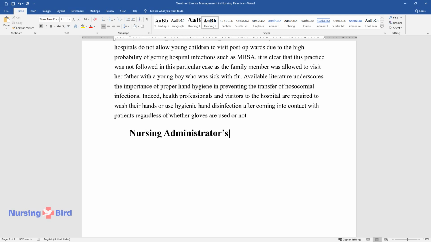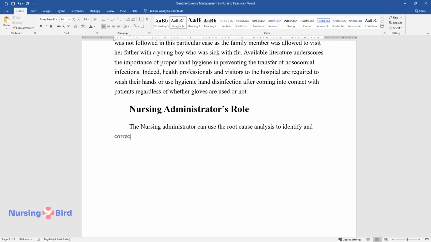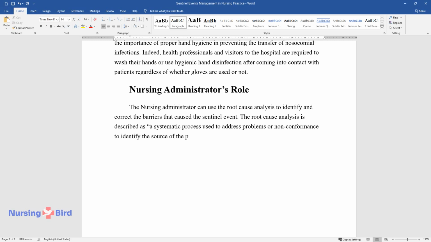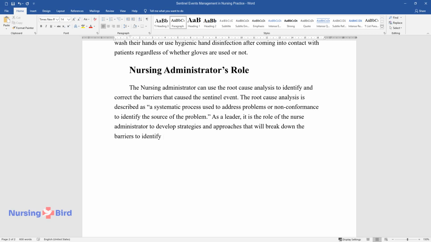Nursing administrator's role. The nursing administrator can use the root cause analysis to identify and correct the barriers that caused the sentinel event. The root cause analysis is described as a systematic process used to address problems or nonconformance to identify the source of the problem. As a leader, it is the role of the nurse administrator to develop strategies and approaches that will break down the barriers to identify their root causes.